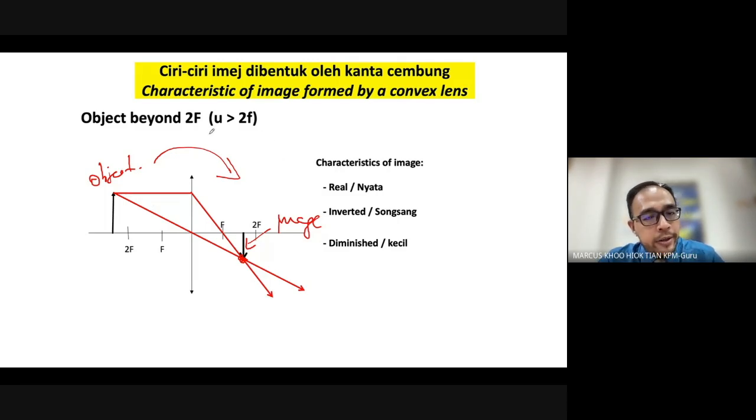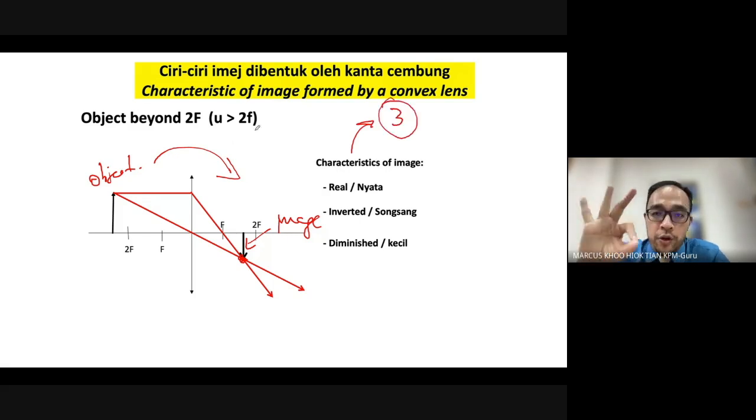Whenever you write characteristics of the image, always go for 3 characteristics. There are always 3 characteristics of any image that you draw. So in this case, where the U is further than 2F, the image is real, inverted, and diminished.